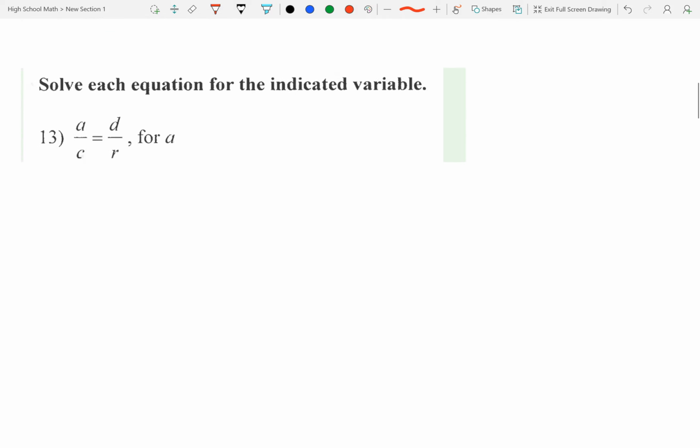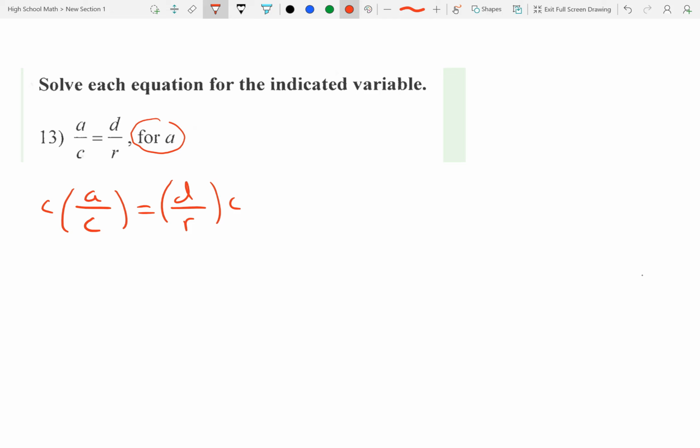Next, number 13, solve each equation for the indicated variable. Here it gives us this proportion, a fraction equaling a fraction. It says solve for a. We want to get a by itself. So currently a is being divided by c. Let us multiply both sides by c. We undo division with multiplication, multiplying the left by c and the right by c.